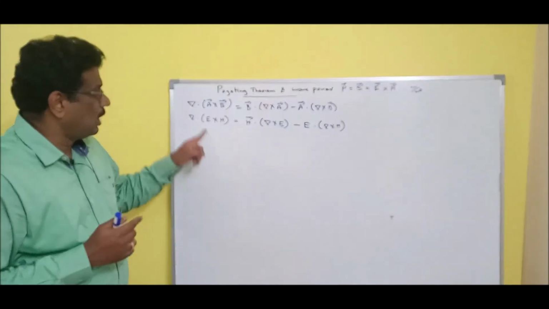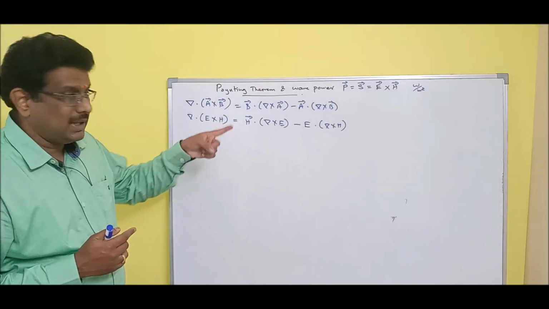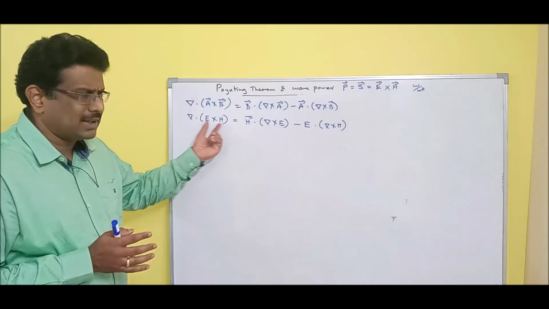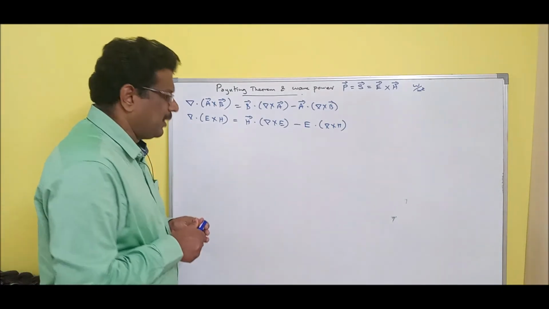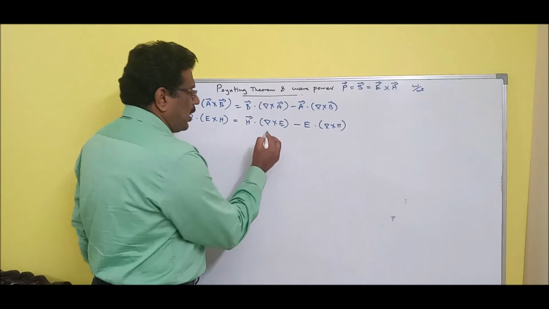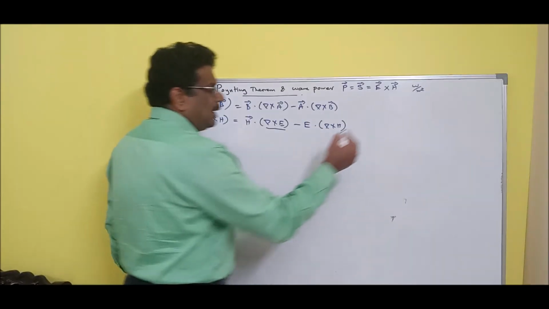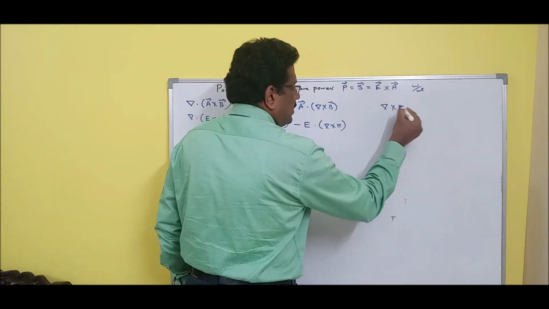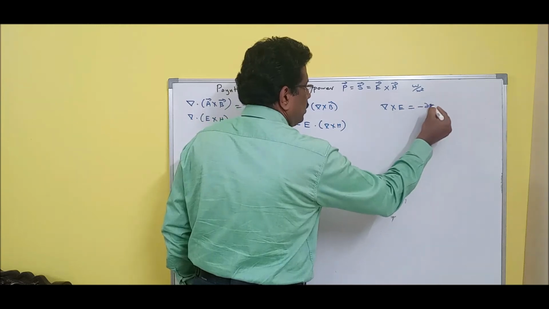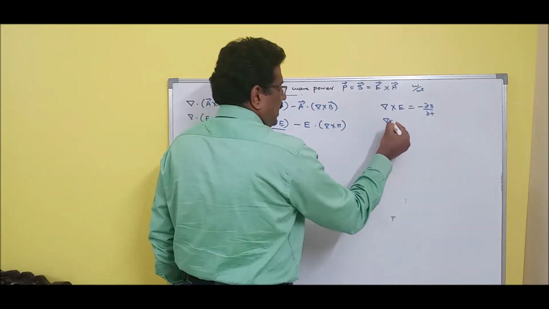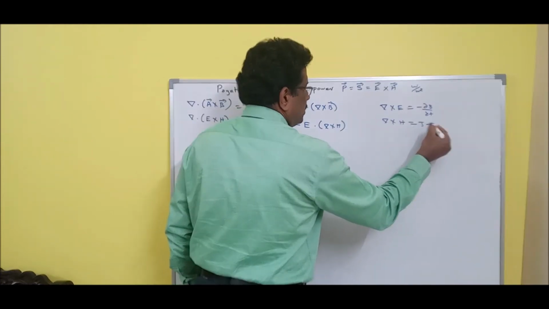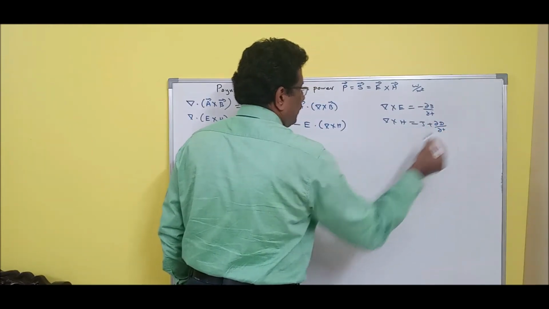Now you should know our aim: E cross H is available here. Our aim is to bring this E cross H by removing this del with some techniques. And what is our Maxwell's equation? We know the Maxwell's equations here. We call Maxwell's equation del cross E equal to minus dou B by dou T. Another Maxwell's equation, del cross H is equal to J plus dou D by dou T.